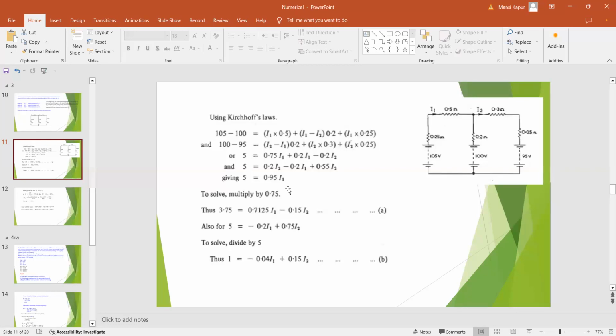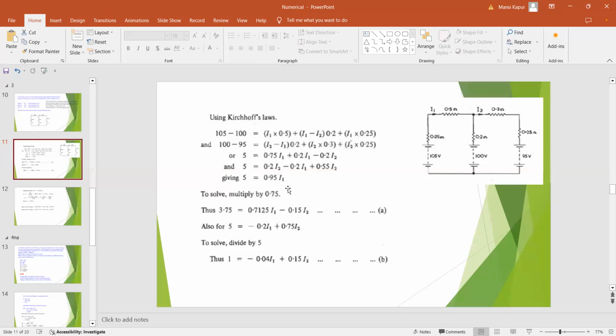From the second equation, we are getting minus 0.2 I1 plus 0.75 I2 equal to 5. Yes, correct? Correct.